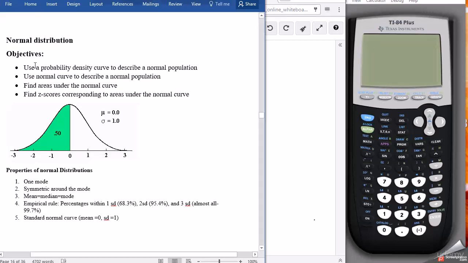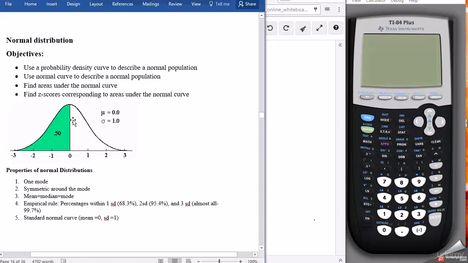So today we're going to look at how to use a probability density curve to describe a normal population. We'll use the normal curve to describe a normal population, and we're going to find areas under the normal curve. We're going to find the z-scores corresponding to areas under the normal curve.